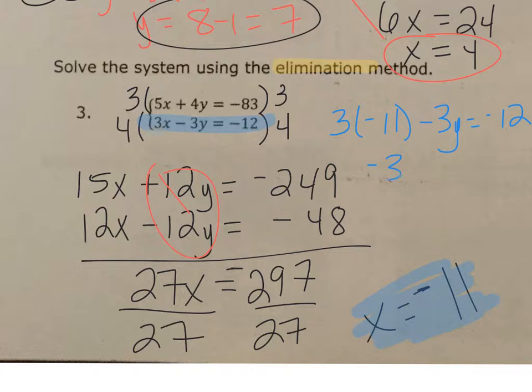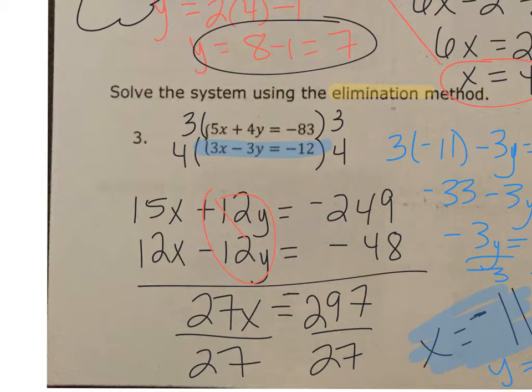So negative 33 minus 3y equals negative 12. So negative 3y equals, let's see, 21. I added 33 to both sides. Divide by negative 3, and I get y equals negative 7. So the ordered pair for this solution is negative 11, negative 7.